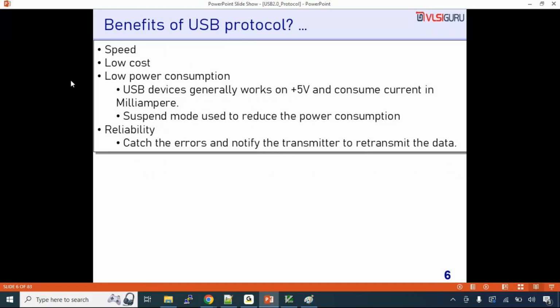Then next is the speed it offers. Speed translates into high bandwidth, right? Then low cost, then low power consumption, and the reliability of the protocol. So these are the various benefits of the USB protocol. Do you have any questions? Any of these things you want? I'm audible. Please tell me.